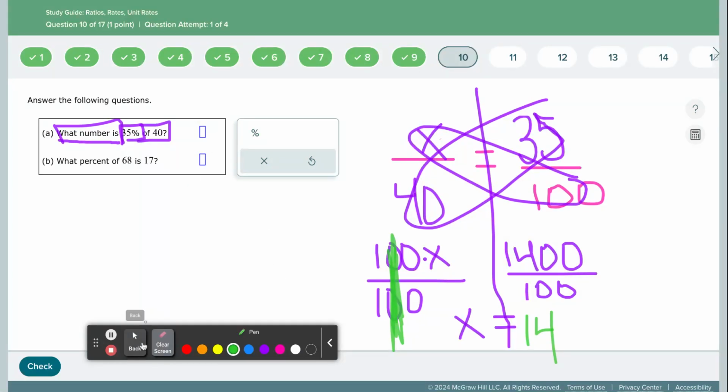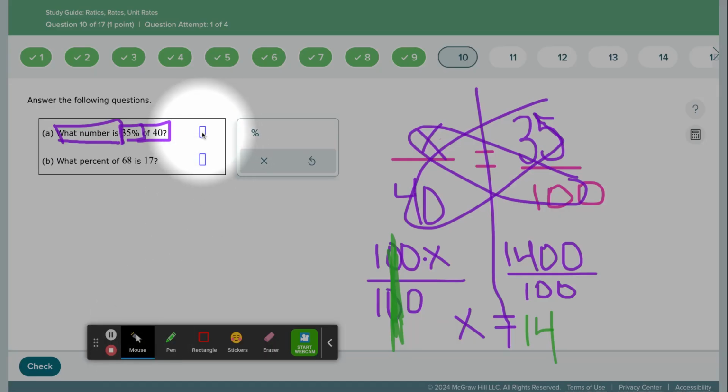Now, before I just plop that in there, I'm going to check, does that actually make sense? 14. Does that seem like it could be 35% of 40? Well, let's see here. 50% of 40 or half of 40 is 20. So it makes sense for me to think of 35%. It's definitely less than 50, right? And 14 is definitely less than 20. So logically, it makes sense.